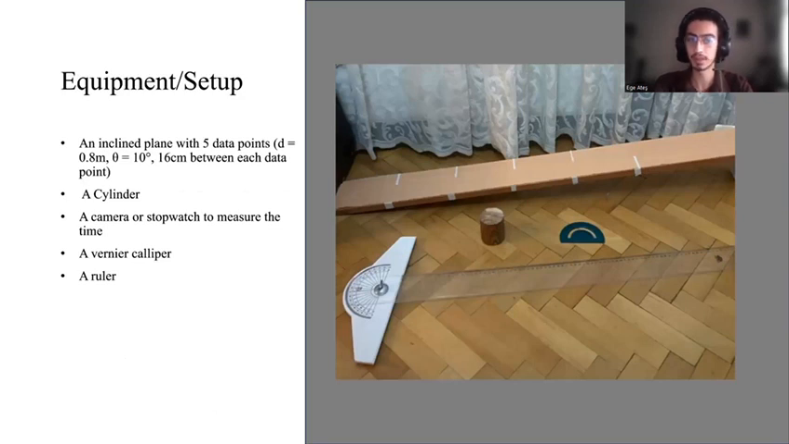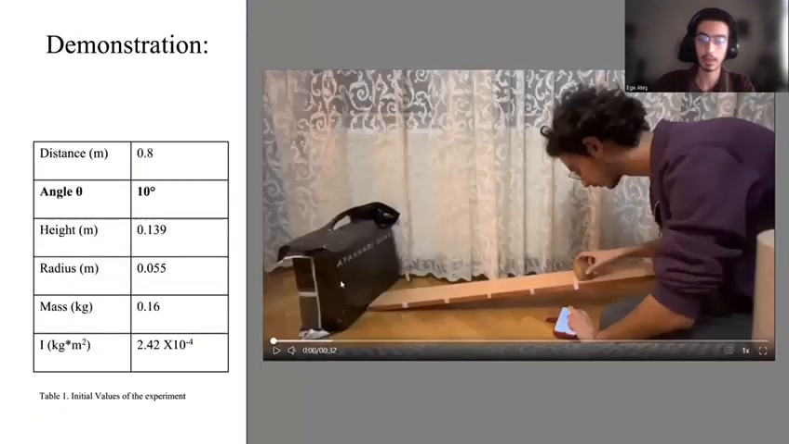Here you can see the setup of my experiment and my equipment. I use an inclined plane with 5 data points, 16 centimeters between each data point and an overall length of 80 centimeters, a cylinder, a camera or stopwatch to measure the time, a vernier caliper, and a ruler. Here you can see the demonstration of my experiment.